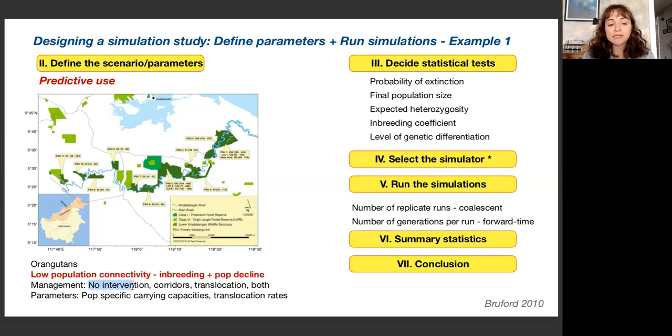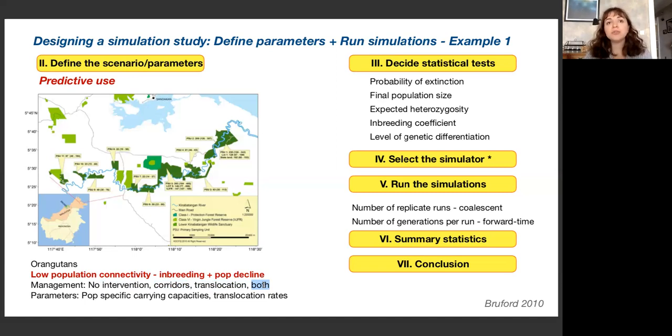The management strategies that they defined in their study were: one of them was no intervention, so doing nothing to conserve them; or just establishing corridors, like migration corridors that allow the species to migrate from different places; or translocation. The other approach was combining both corridors and translocation. So the question of the study is, which approach is the best to conserve this species?